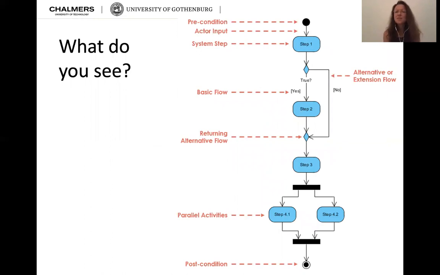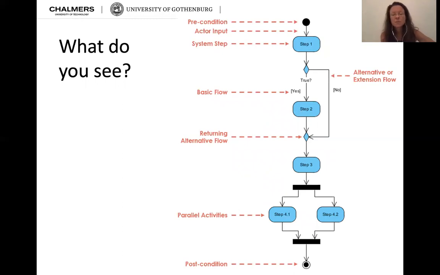So what do you see in this one? Here is an outline of a template for an activity diagram. So we have a black bubble on top. That's your precondition. That's where you get started. And then you have some kind of actor input that leads you to the first step.